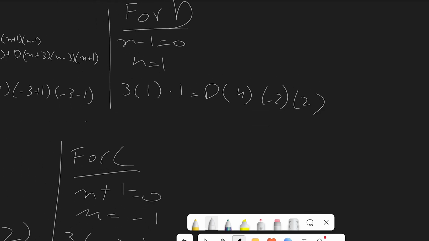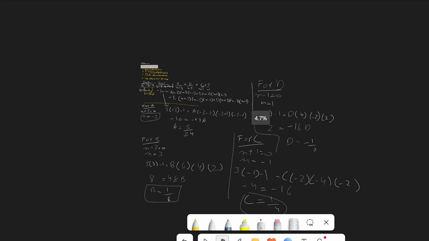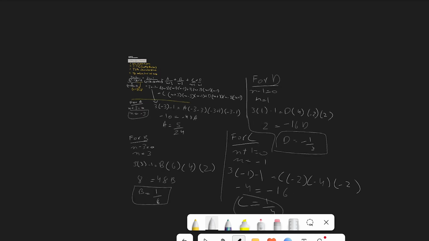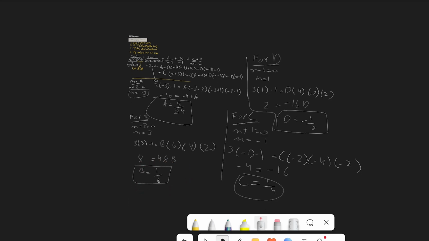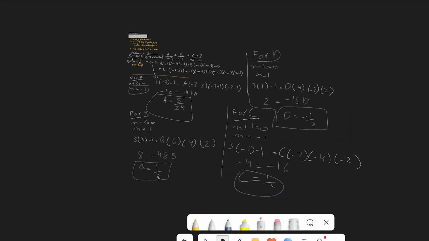Okay. So we have 1 plus 1, 2. So 2 times minus 2 times 4, that is minus 16. D is equal to 3 minus 1, 2. And D is equal to 2 over minus 16, and that is minus 1 over 8. Okay, perfect. Now what do we have? We have A equals 5 over 24, B equals 1 over 6, C equals 1 over 4, and D equals minus 1 over 8.